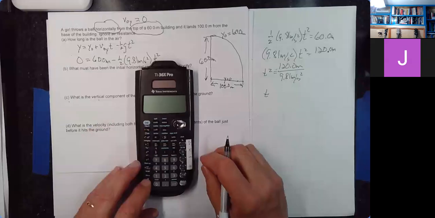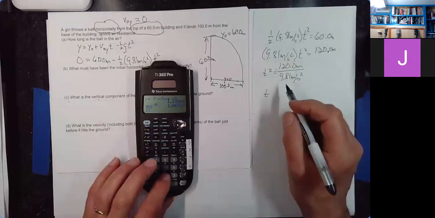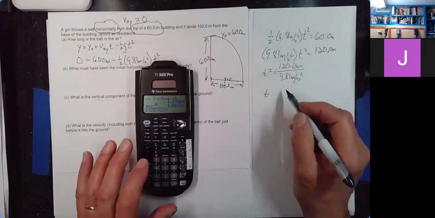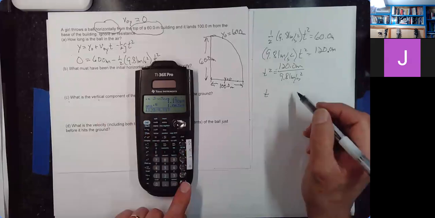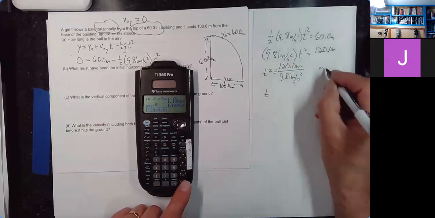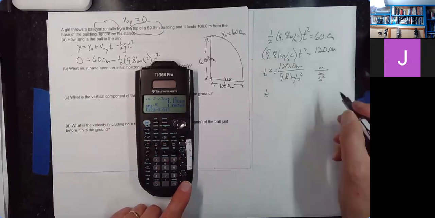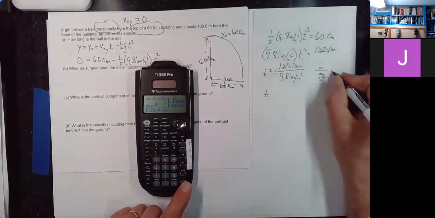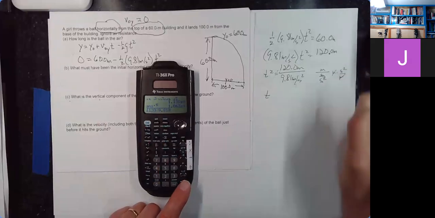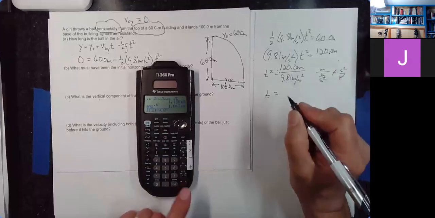The square root of 120 divided by 9.81. Unit-wise, it's going to come out seconds, because if I divide meters by meters per second squared, flip this and multiply, and I'll have meters times seconds squared over meters, and the meters go away, and I just have seconds squared, but when I take a square root, I get seconds.